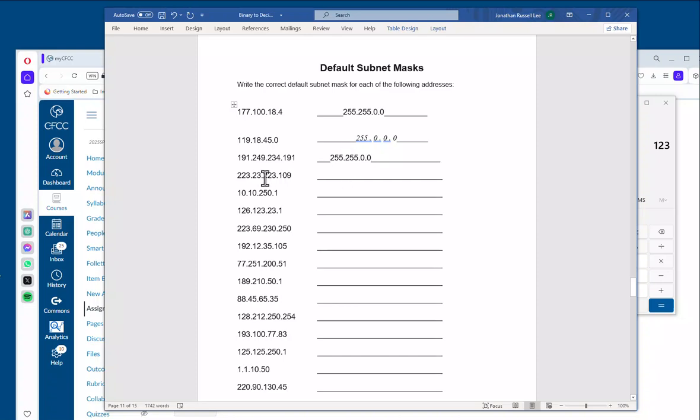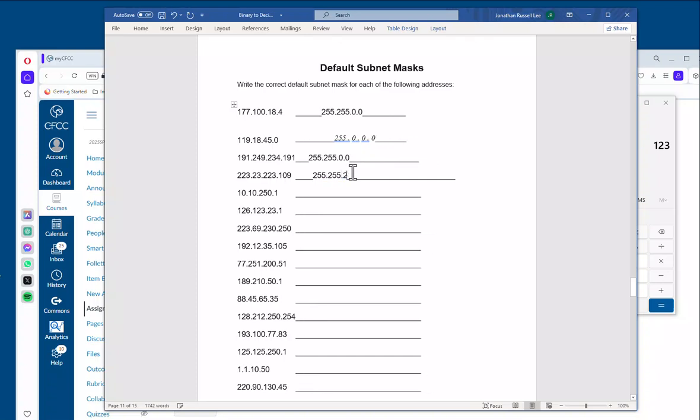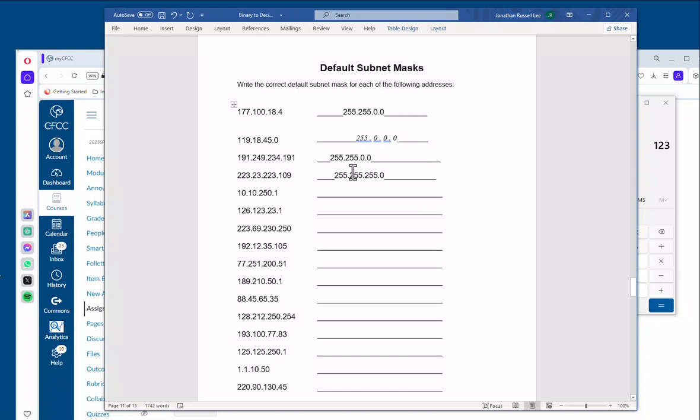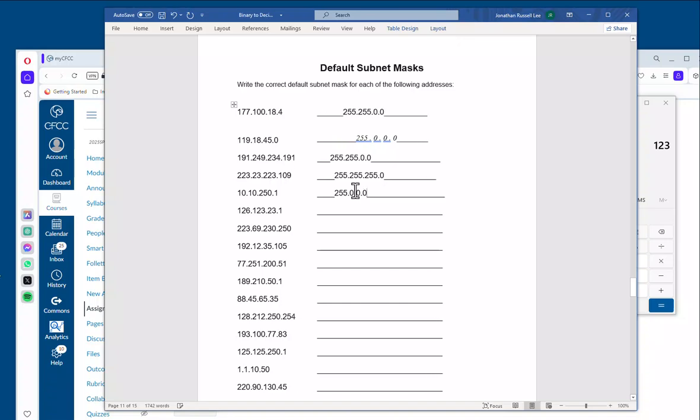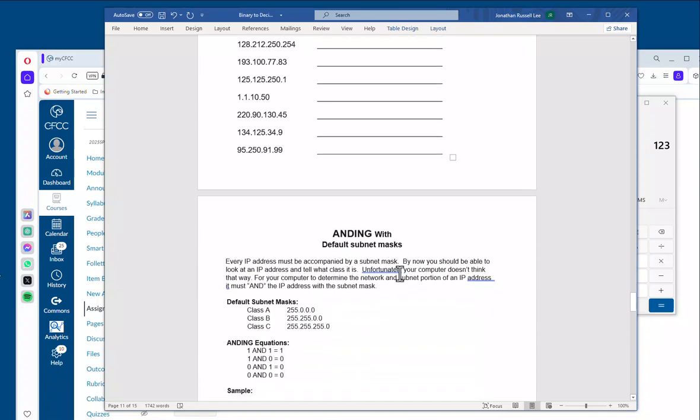There we go. This one here is a Class C address. The default subnet mask is going to be 255.255.255.0. And then delete the extra spaces. Very good. What about for 10? 10 is a Class A address, so its subnet mask is 255.0.0.0. All right, I feel confident that y'all can do this.